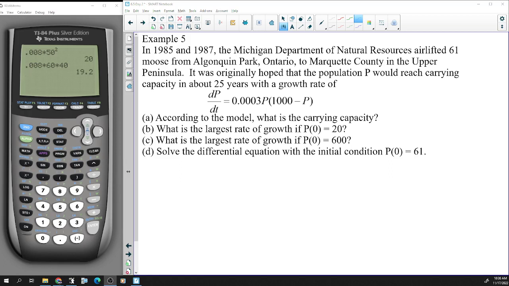In 1985 and 1987, the Michigan Department of Natural Resources airlifted 61 moose from Algonquin Park, Ontario to Marquette County in the Upper Peninsula. It was originally hoped that the population P would reach carrying capacity in about 25 years with a logistic growth rate. According to the model, what is the carrying capacity? Well, 1,000 moose.